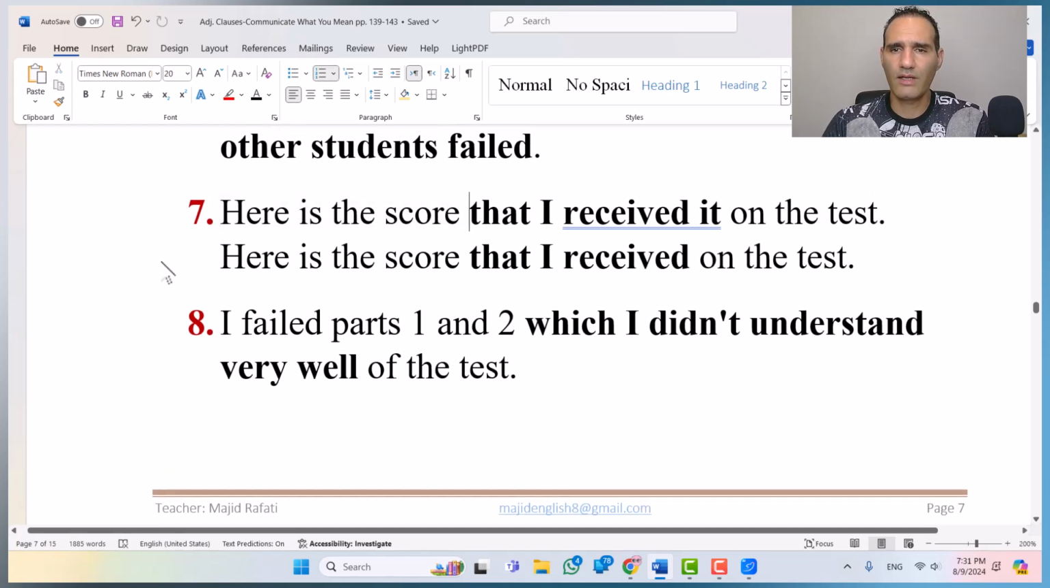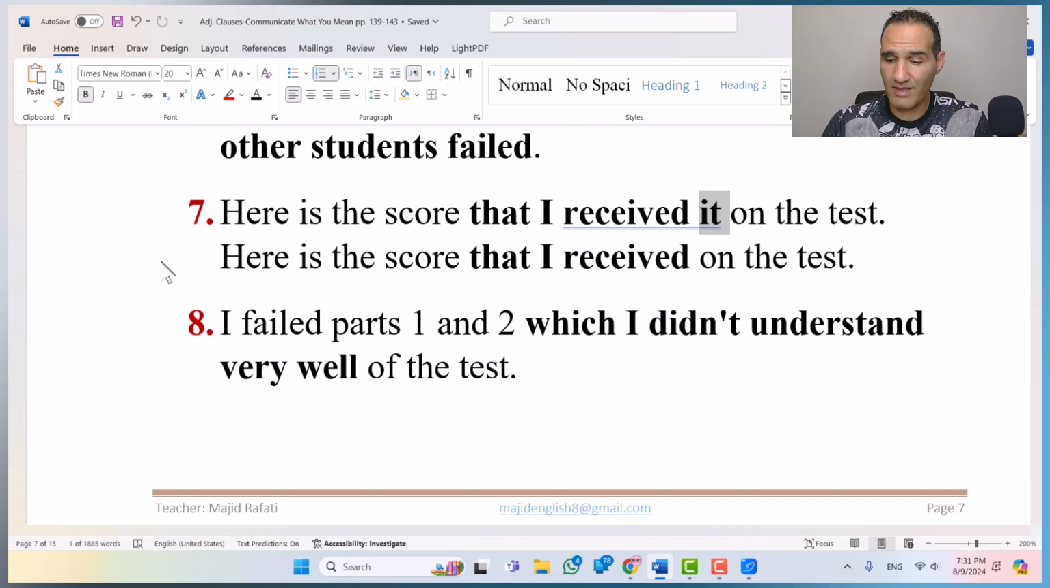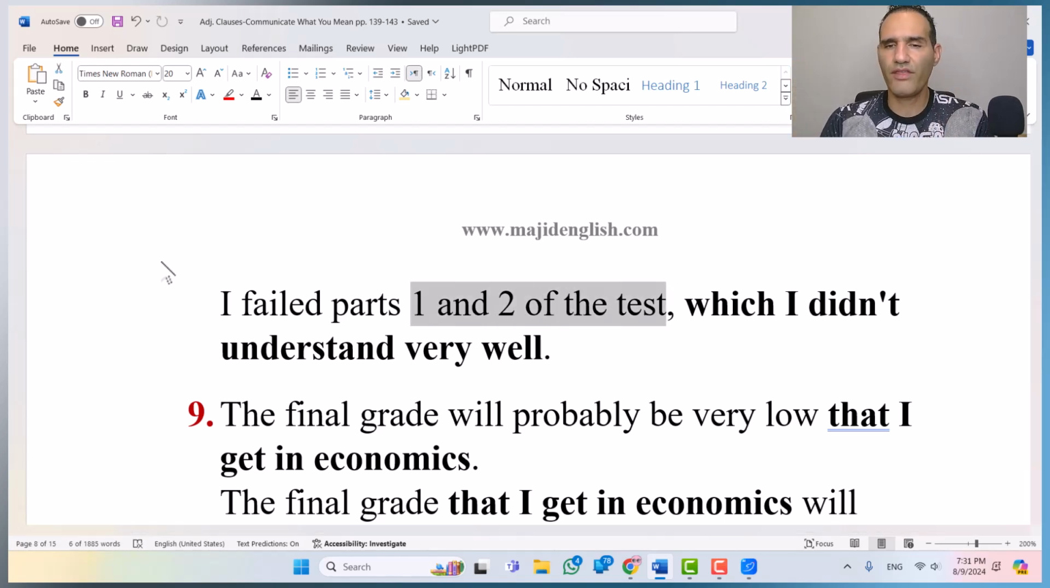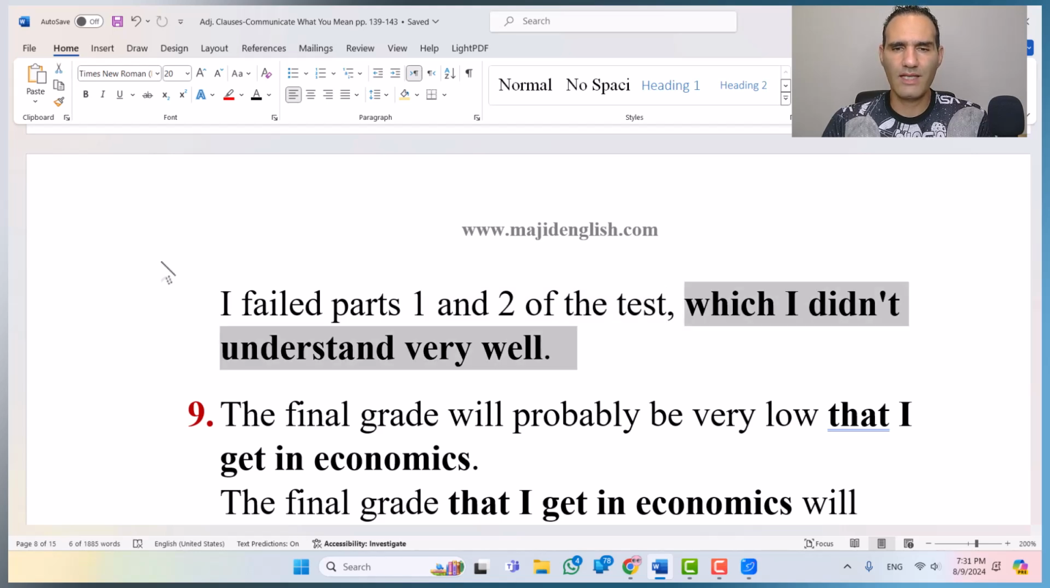Here is the score that I received. It's a common mistake. Here is the score that I received on the test. Preposition for test: on. Number 8: I failed parts 1 and 2, which I didn't understand very well, of the test. Don't you think that "of the test" should follow parts 1 and 2? Yes. So: I failed parts 1 and 2 of the test, which I didn't understand very well. It is one chunk, one thought group. So that was the only mistake in this one.